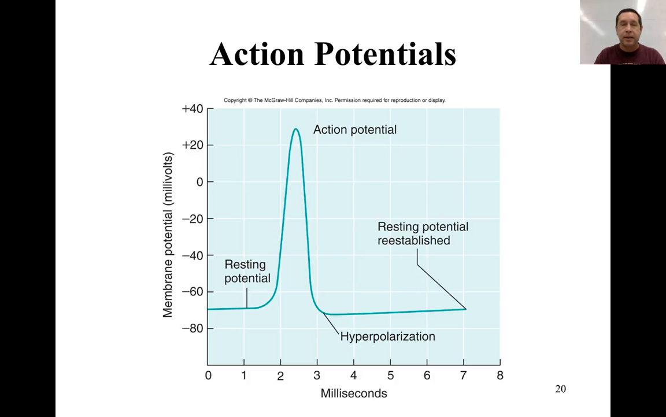Here you can see a graph of what an action potential looks like. And again, you can see the changes that go on in that action potential. Like with a muscle, there's a latent period, a period of time after the neuron is stimulated before you see a response.